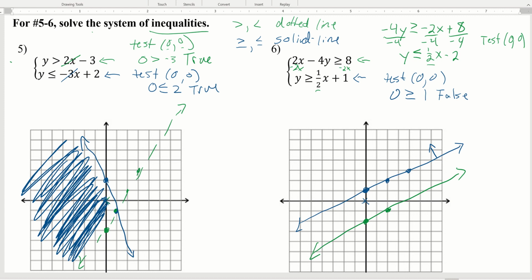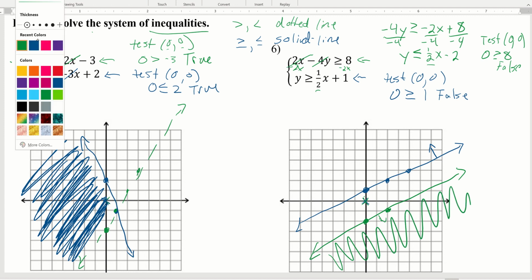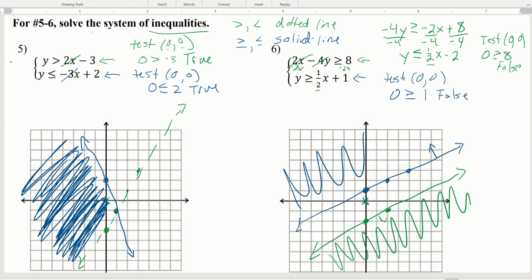And so the nice part about this is that goes away. That goes away and leaves me with nothing on the left-hand side is equal to 8. Okay, is 0 greater than 8? No, so that is false. So whenever it's false, whatever side you tested, you jump to the other side of the line. So what it tells me is this guy should be shaded down here. The blue guy should be shaded up here.